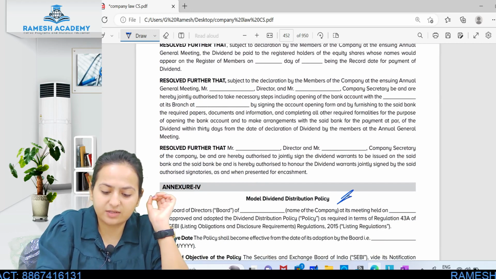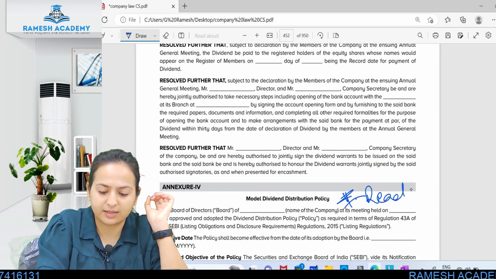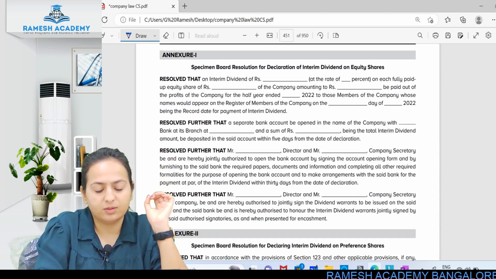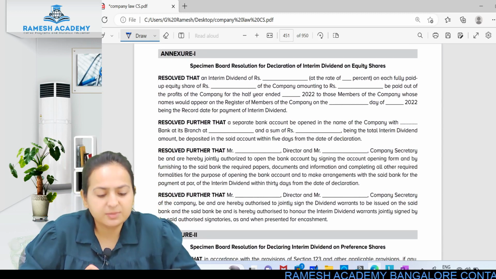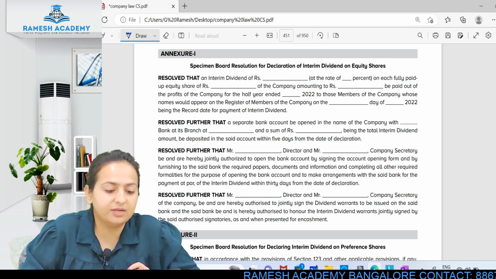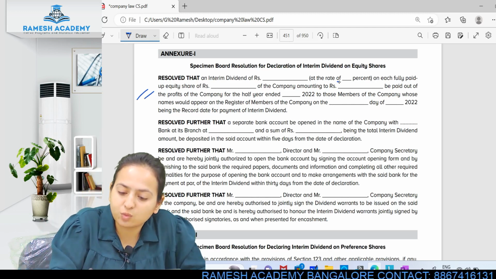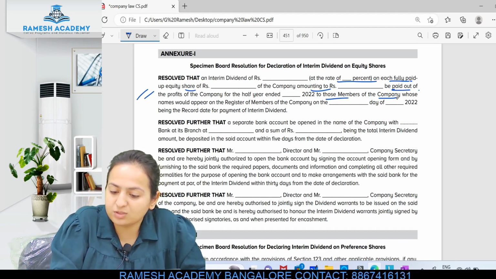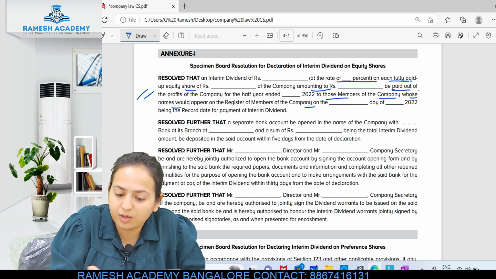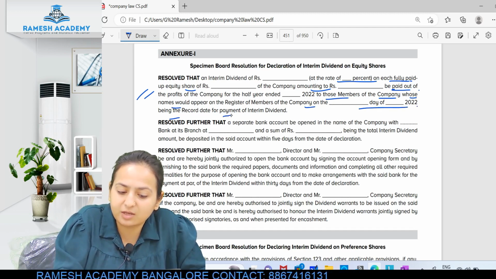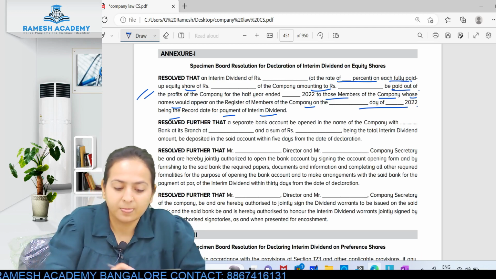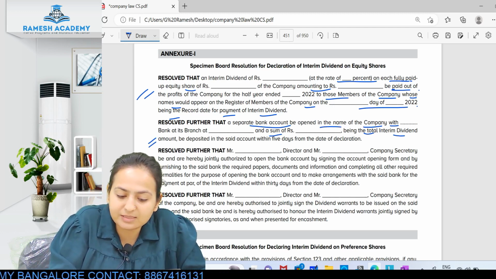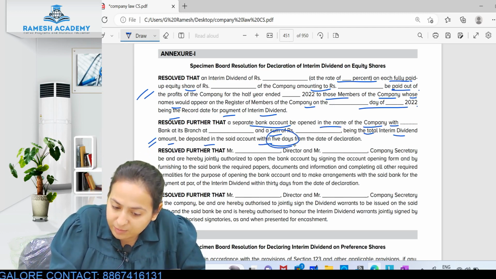So this is the dividend distribution policy. You will read on your own regarding this. Actually three resolutions are there. Quickly we will wind it up. Specimen board resolution for declaration of interim dividend: Resolved that interim dividend at so much percentage on fully paid up shares amounting to rupees this be paid to those members of the company whose names appear in the register of members. Resolved further that a separate bank account shall be opened in the name of the company and the sum of rupees of the total shall be deposited in the said account within how many days?